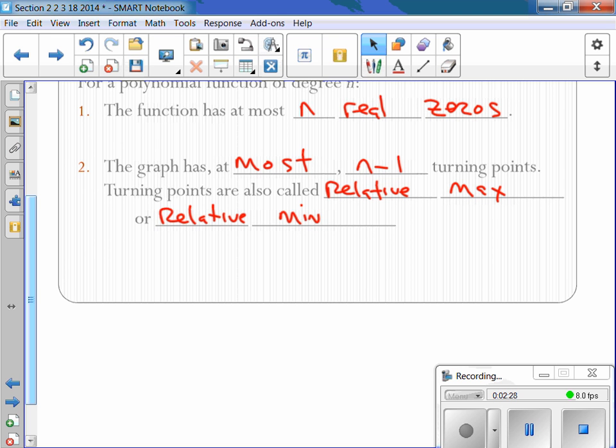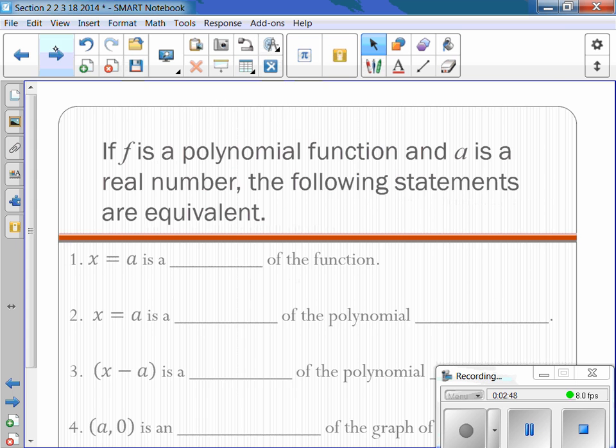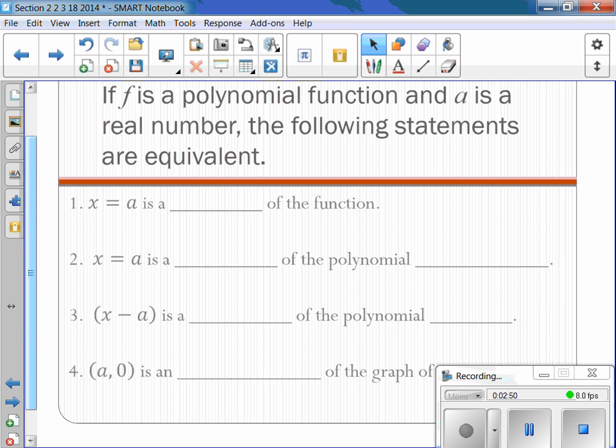If I have a 4th degree polynomial, I have at most how many turning points? n minus 1. 3. And n was 4. So I would have at most 3 turning points, 3 relative extrema, 3 times where it's going from increasing to decreasing. We're going to use those turning points to help us graph, but we also need to talk about the zeros.